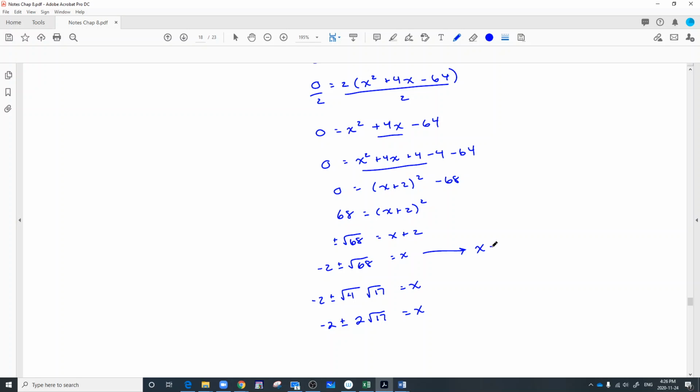I'm going to give my 2 answers as negative 2 plus root 68 and negative 2 minus root 68. Plugging these into my calculator, I get negative 2 plus root 68. I get 6.2, and negative 2 minus root 68, and I get negative 0.2. I think I plugged that in wrong. I did. Negative 2 minus root 68, I get negative 10.2.